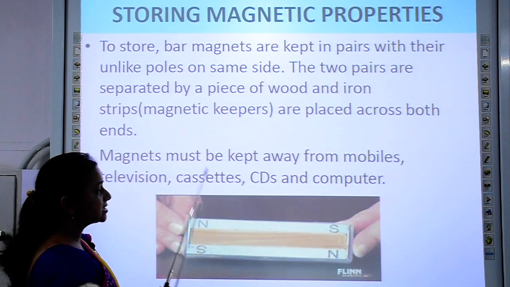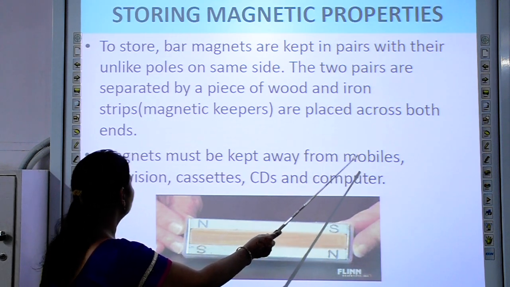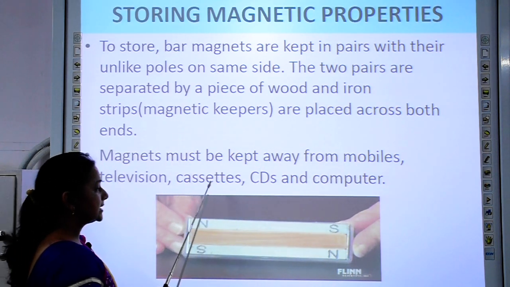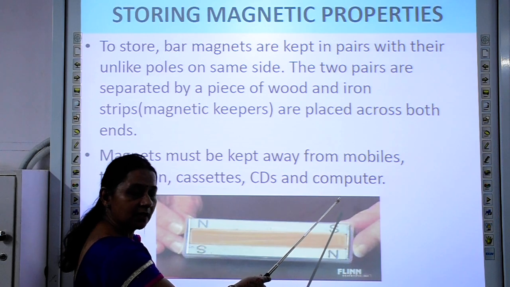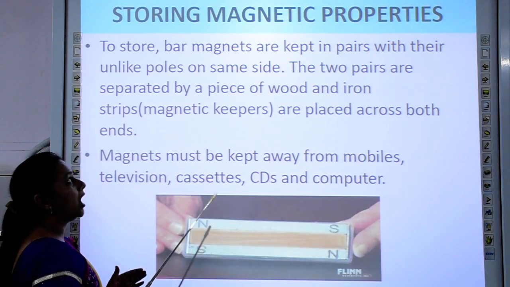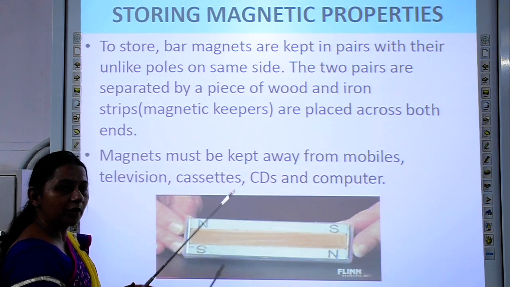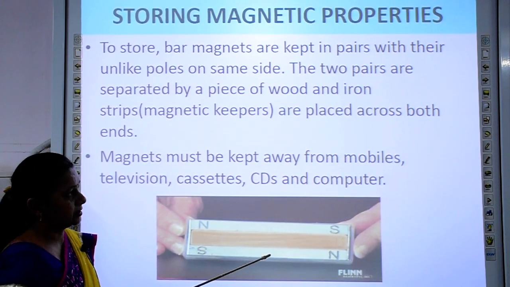Again, magnets must be kept away from mobile phones, television, cassettes, CDs and computers. This is a way how we can preserve the magnetic properties of a magnet.